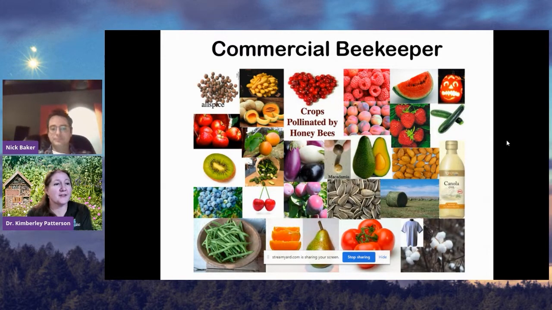So for those of us who aren't beekeepers, hobbyist or otherwise, what are things that we can do to help bees survive, or even any other local pollinators? What are things that we can do just locally? I have some plants and things listed down here, but what I want to talk about first is because you mentioned sustainability.